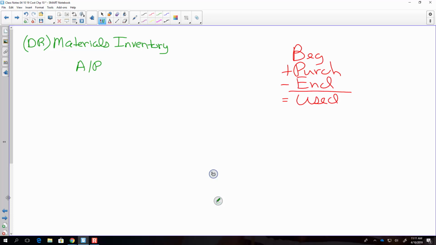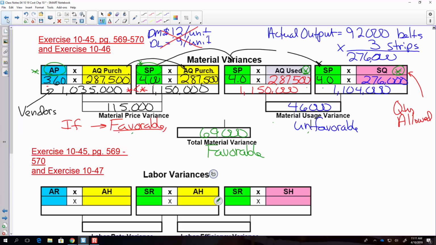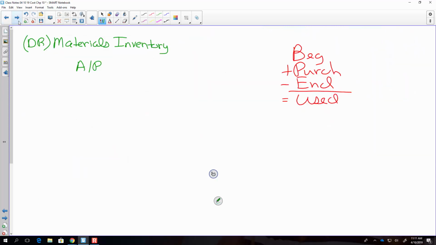If we go back to our template, AP is what we paid our vendors, correct? So AP is always the leftmost box. So in this case, I'm looking at the $1,035,000. That's what I actually paid for my purchases. Hence the word vendors here, right? $1,035,000 should be our credit entry.